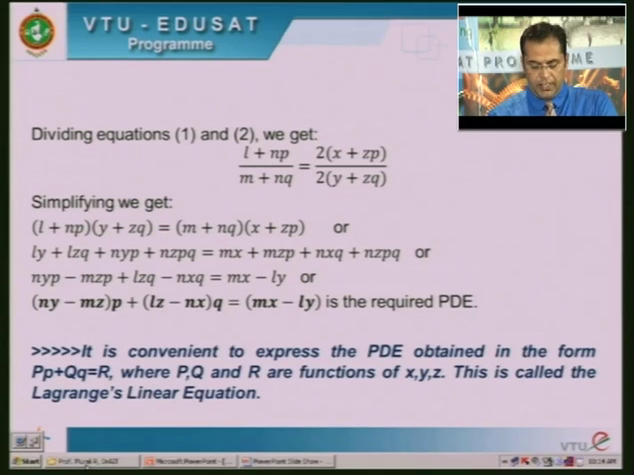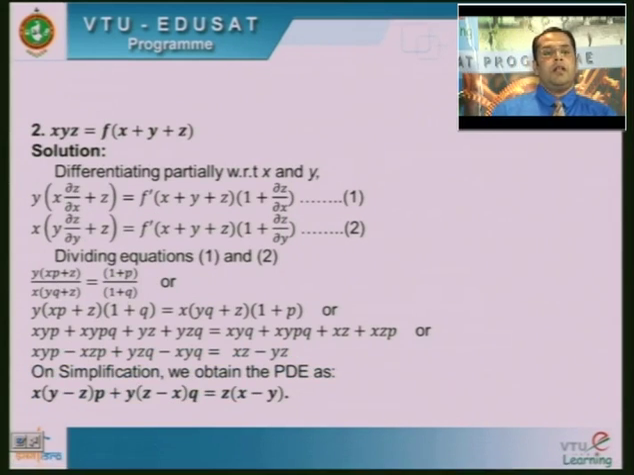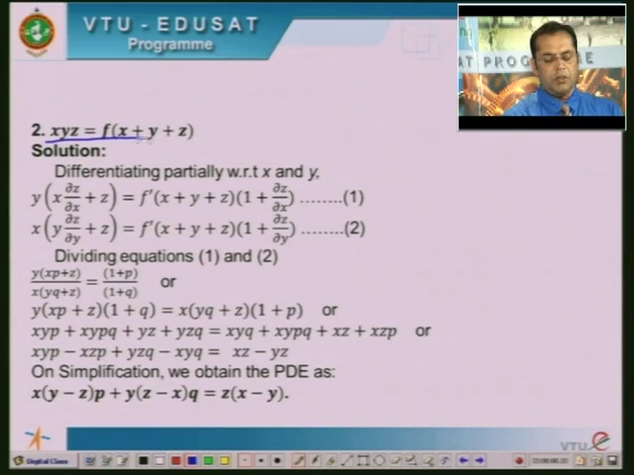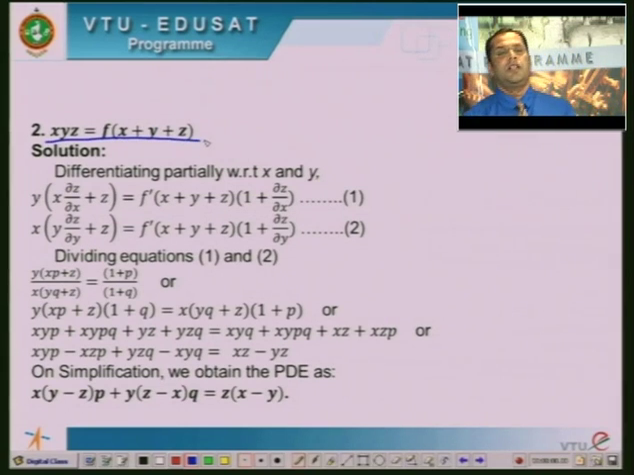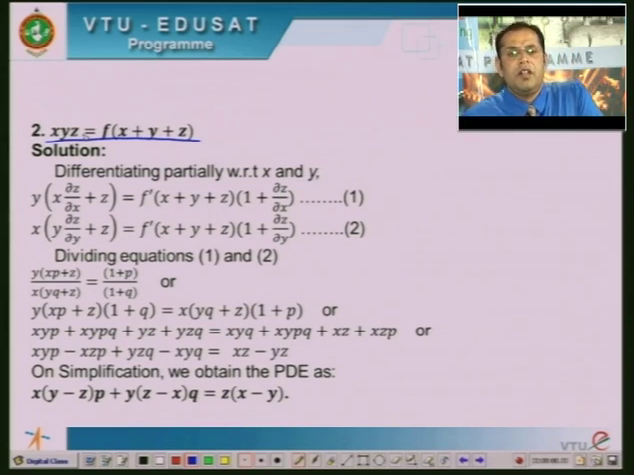Now, friends, we will go to the next example. Eliminate the function f from the relation xyz = f(x + y + z). Now, the method remains the same. Differentiate, because there is one function f to be eliminated, again it is a PDE of order 1.